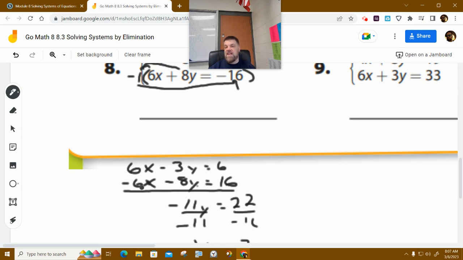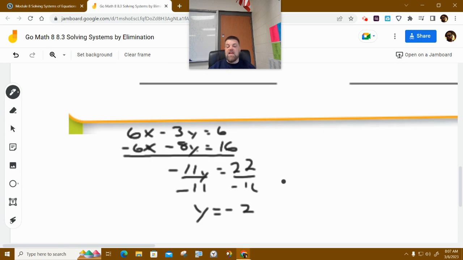6x plus negative 6x is 0. Negative 3y plus negative 8y becomes negative 11y. 6 plus 16 becomes 22. Was that your question? Yeah. Yep. And that's the process.